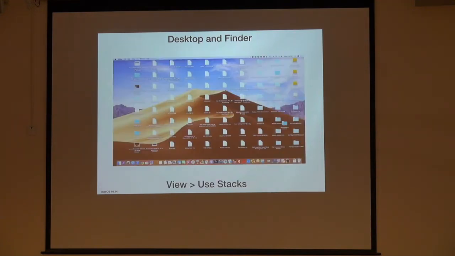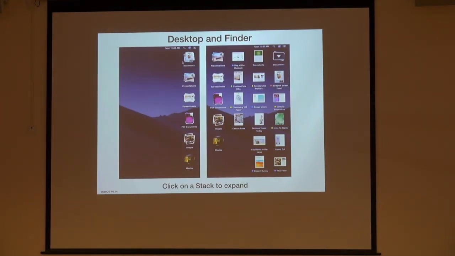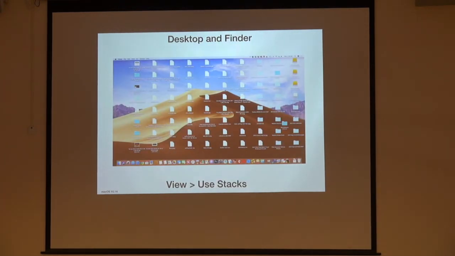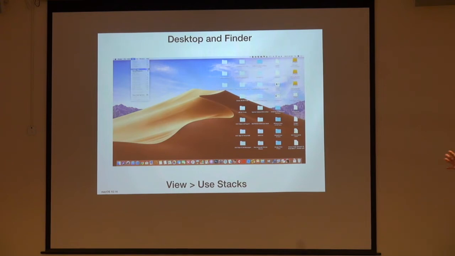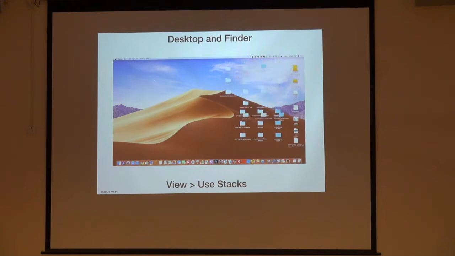The way that works is, here's a little video. So if this is your desktop, and you go to, let's see if we can get this to play here. There we go, the view menu, there's an option, let me go back, that says use stacks. So when you're in a Finder window and you're looking at your desktop, and you click on the view menu, there's an option that says use stacks, and boom, everything is sorted. And you can then order the stacks by date modified, date created, alphabetically.